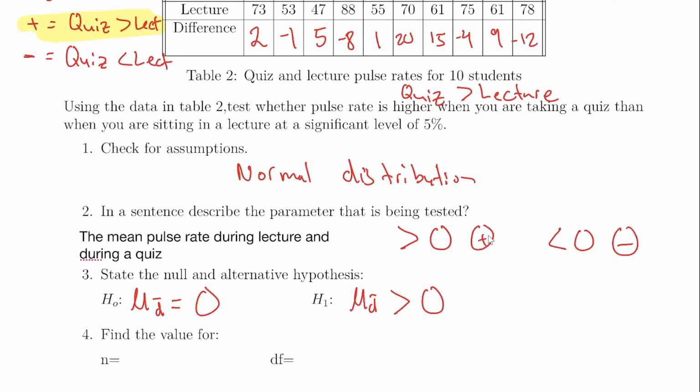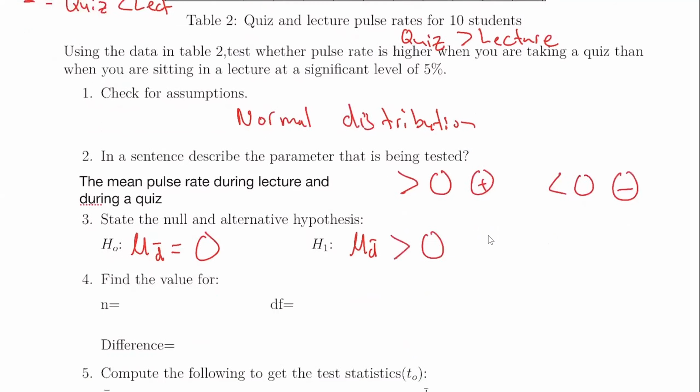So we want to say the mean difference, or the mu of the difference of the mean, is greater than 0. Because if it's greater than 0, that means the quiz post rate was bigger than the lecture post rate.